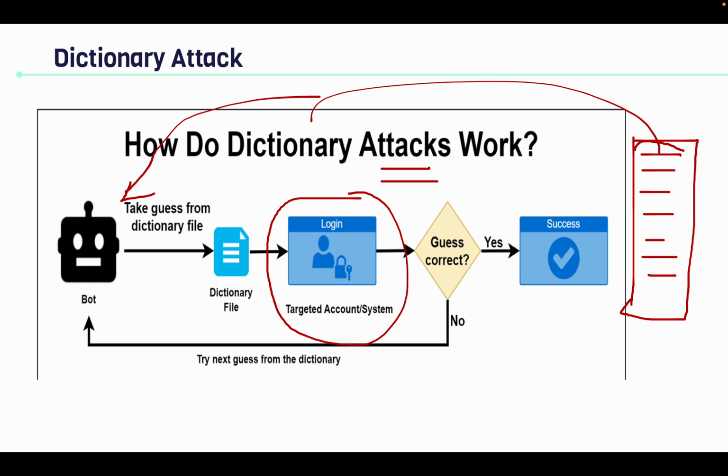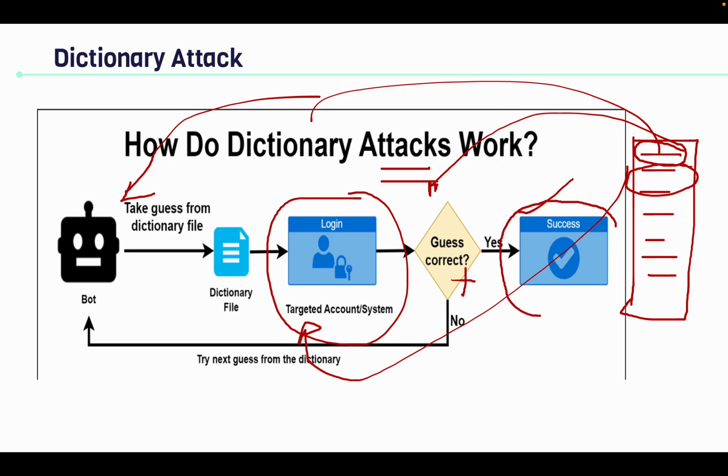So the bot goes to the first password and tries the combination. If it is correct, then it logs into the system. If not, again it takes the next password in the list and tries. This repeats until and unless the particular account or the system is logged in.